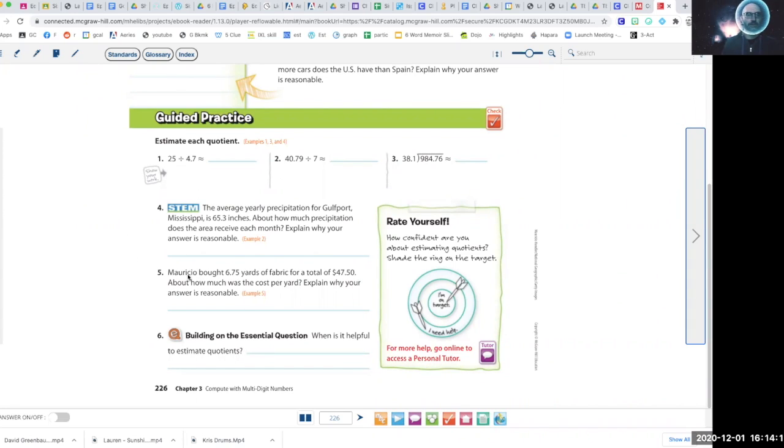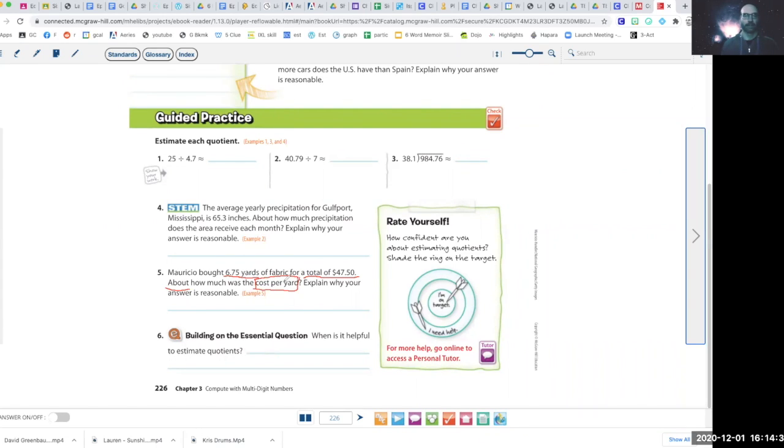It says Mauricio bought 6.75 yards of fabric. I'm going to underline that because it's important. 6.75 yards of fabric for a total of $47.50. About, that's important, about how much was the cost per yard. So we have to find out the cost per yard. I'm going to put that in a box because that's what we want to know. Explain why your answer is reasonable.